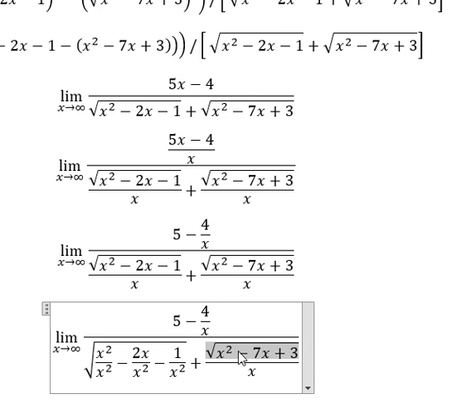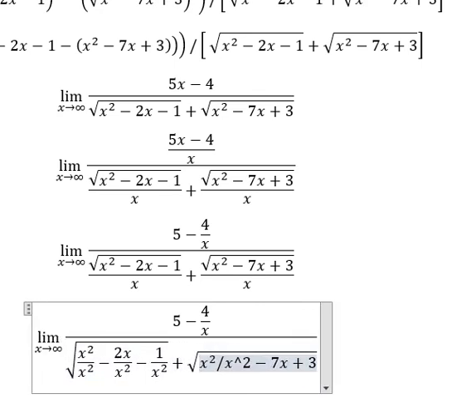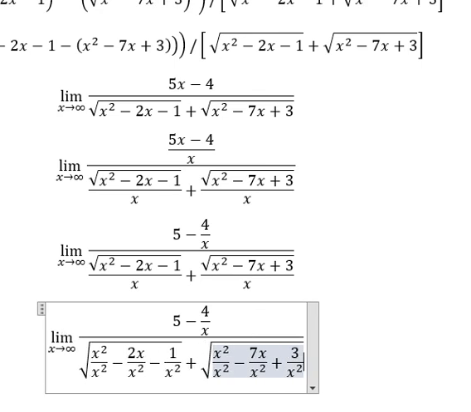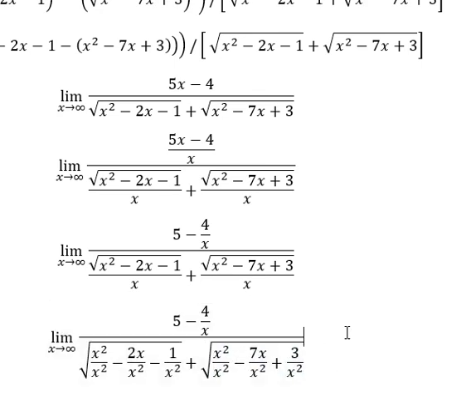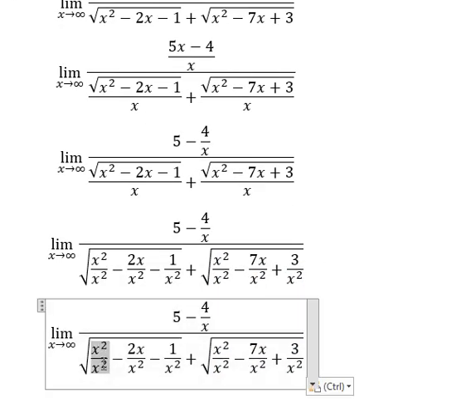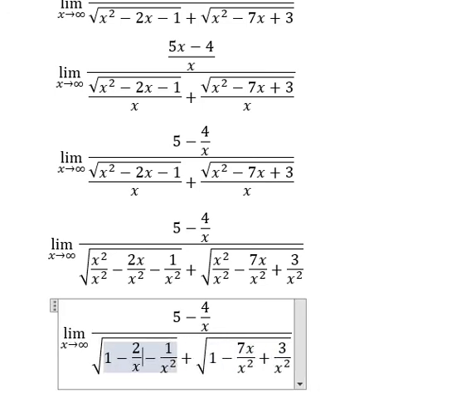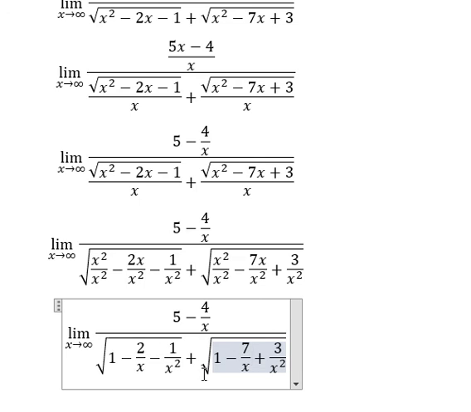Similar for this one. So this one you get 1, this one you get 1, this one you get 2 over s, this one you get 7 over s. So when s goes to positive infinity, 2 divided by positive infinity, you get 0. Similar for this one, 0, 0 and 0.